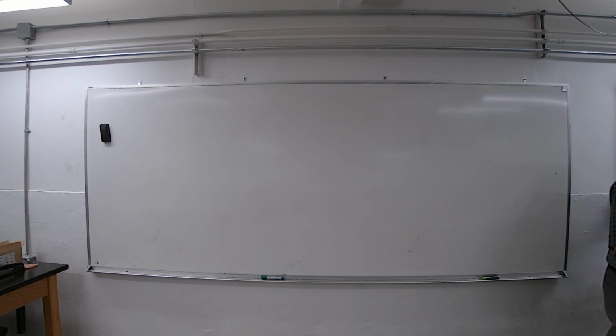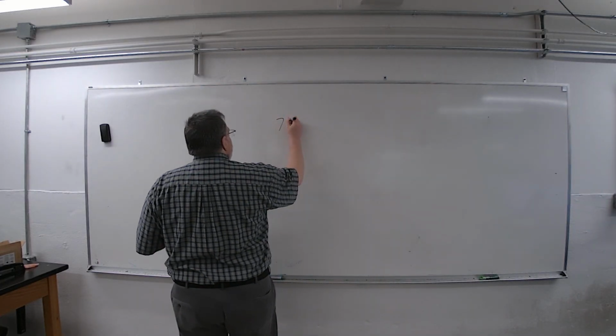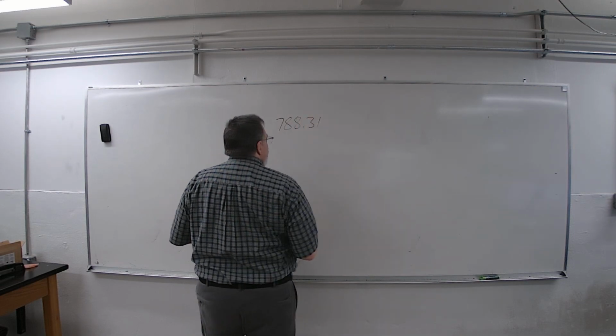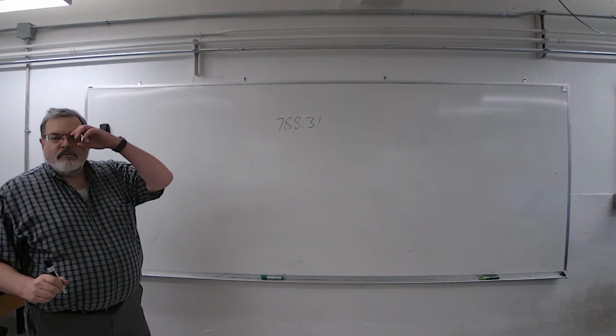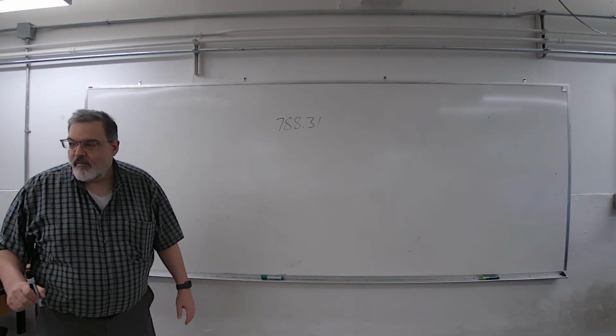Sig figs for multiplication and division. Pull out my calculator. Question 1, 23.050 times 34.2. That's what my calculator says, but what should I report as the answer? How many significant figures should it have?